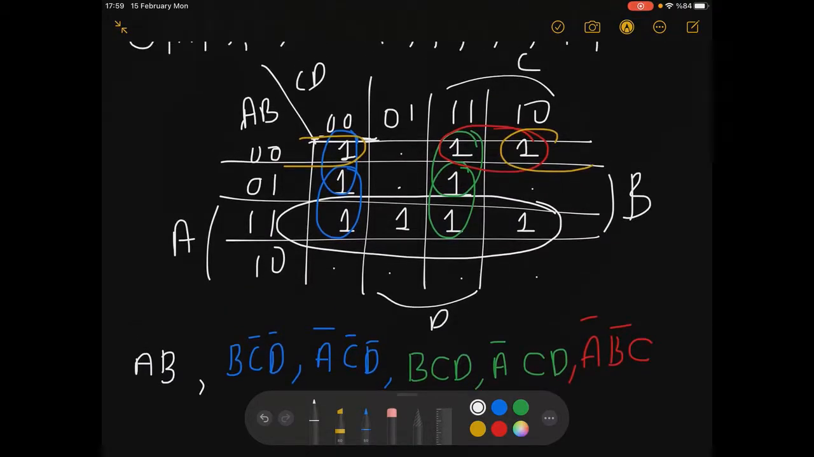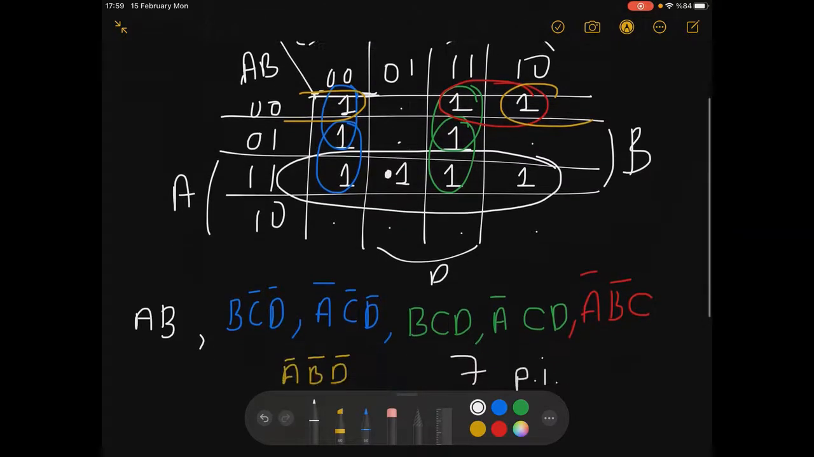Which of them are essential? As you see, this one is an essential one. This one. And what else? Do you see any more essential prime implicants? No. All the other squares are covered by at least 2 prime implicants. So the other ones depend on our selection, minimizing the overlap. That's the idea.